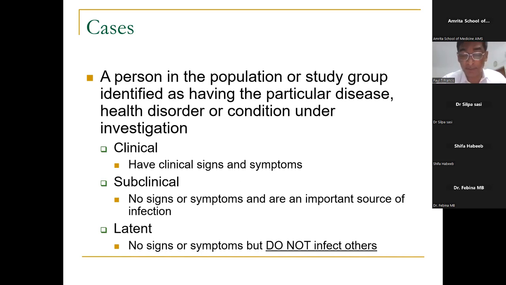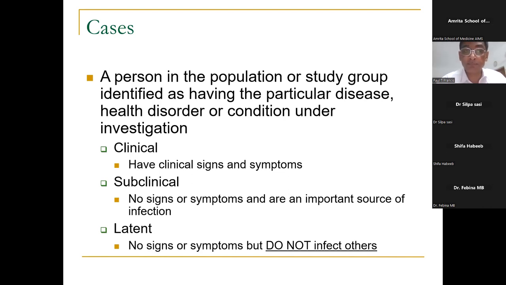Subclinical infection is fine. That could be a stage where there was an infection and the person has not suffered from the disease, and it can be a source of infection for others. Latent infection: there are no signs or symptoms, and they do not infect others until they develop the disease. So there is a slight difference there.